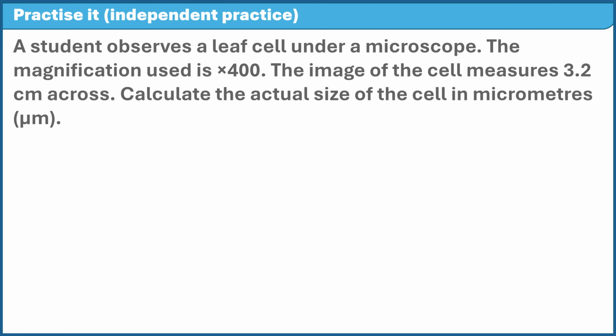Now that we've practiced how to apply the magnification formula, it's time for you to have a go yourself. The question reads, a student observes a leaf cell under a microscope. The magnification used is 400 times. The image of the cell measures 3.2 centimetres across. Calculate the actual size of the cell in micrometres. When you are ready, pause the video and attempt the question, checking your units as you go. And press play when you are ready to see the answers.